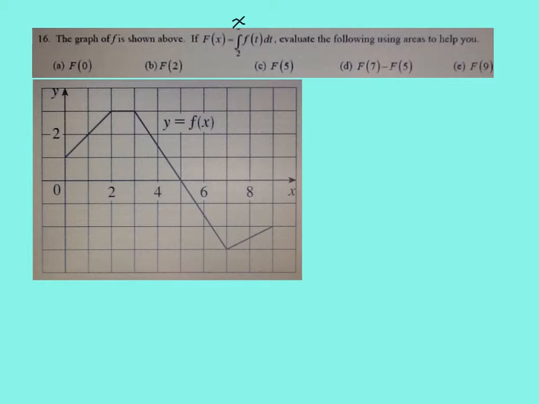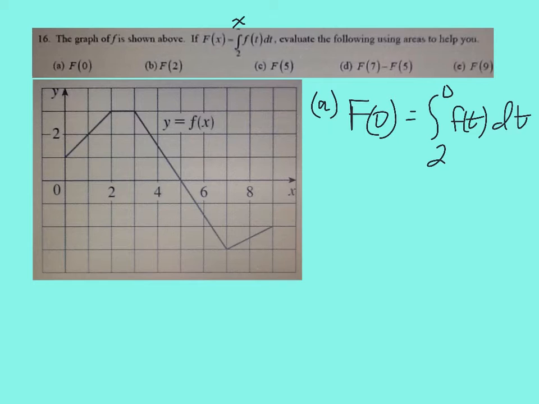So we've got a bunch of fundamental theorem things that we're going to work our way through here. So this one actually isn't too bad. We're just going to punch these things right in and use some of our rules for integrals. So let's start with a, and we're going to look for F of 0. Well, according to the equation, that is the integral from 2 to 0 of f of t dt.